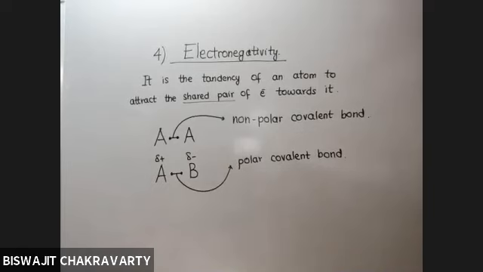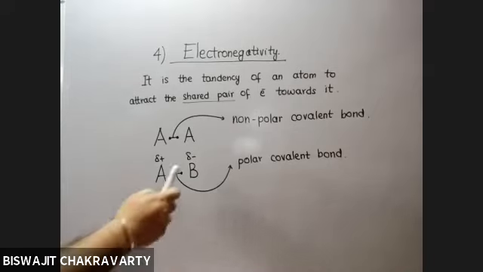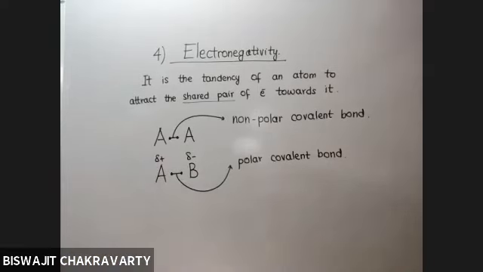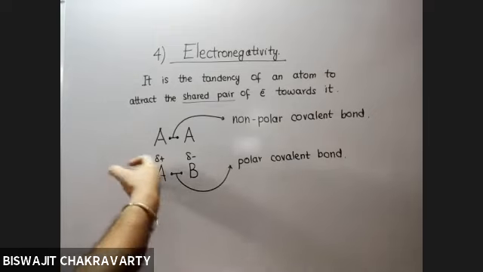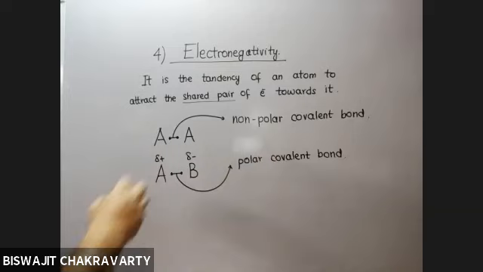Sir, why is B del minus and A is del plus? B is slightly more electronegative with respect to A, because of which there is pull of electron, but this pull of electron is slight, not complete. A is not completely losing away the electron, and that is why charges are developed, but incomplete charges are developed. Clear?